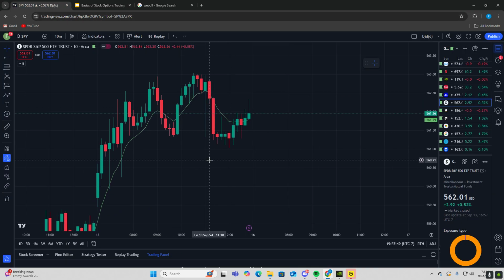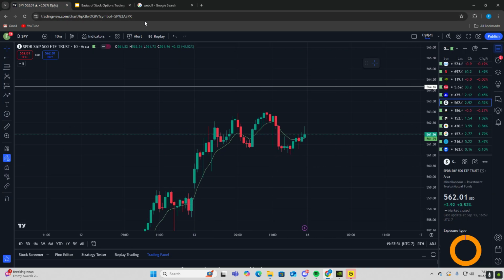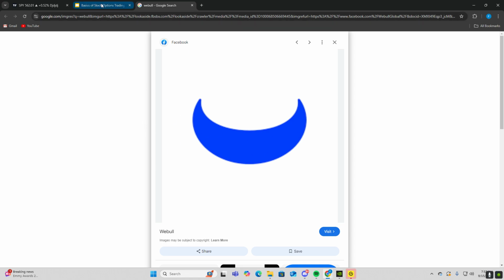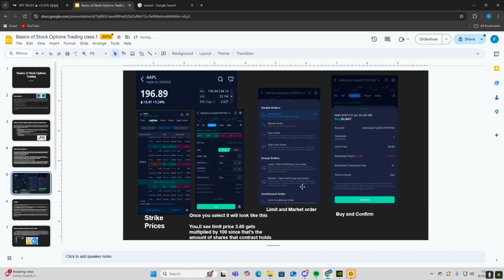Again, we're using TradingView to view charts and stuff like that, and we're using Webull to place our options. You're gonna get this type of screen and stuff like that.